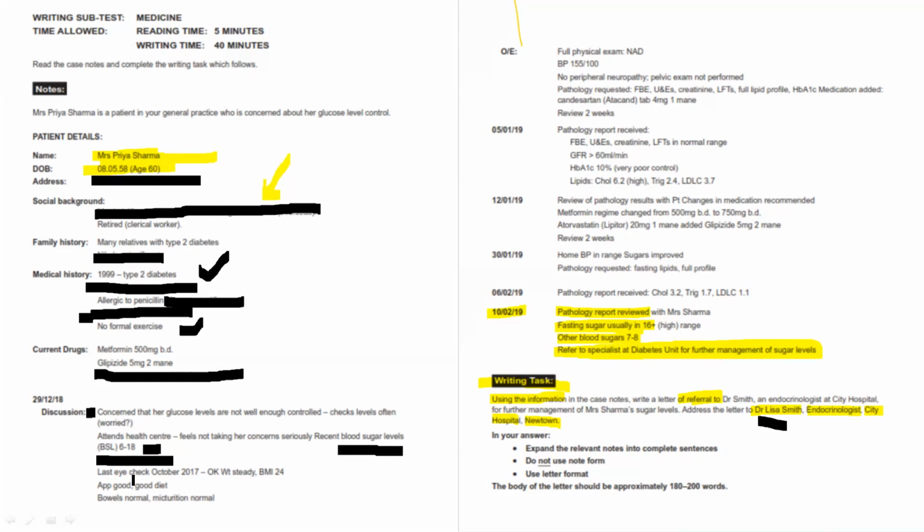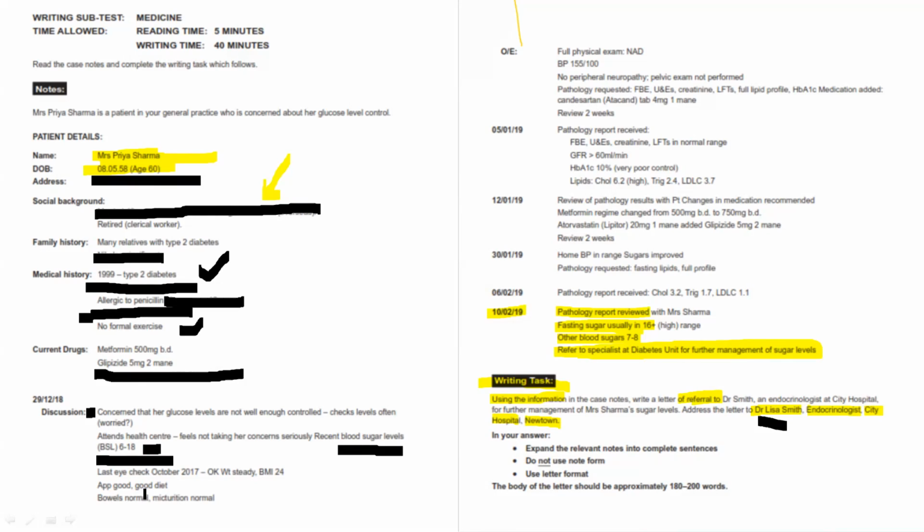Last I check, October 2017, weight steady, body mass index within normal range. Is it important? It is important because annually the patient has to check his eyes. Yes, of course, because diabetes may cause insults in the eye. Retinopathy. Yes, of course.